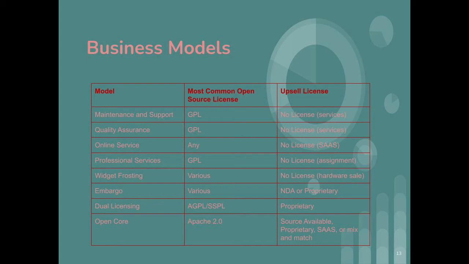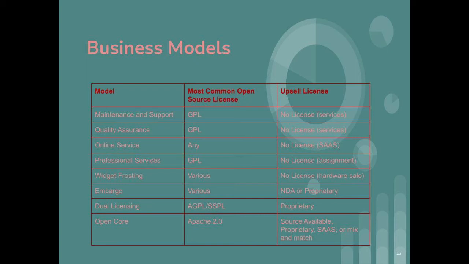access. Professional services, again, you've got the open source software, and usually in a professional services arrangement, the customer gets an assignment or ownership of the license rights to whatever is developed. There's widget frosting, and that's a situation where what the company is upselling is the actual hardware device, and there's no additional license beyond the open source software license. In the embargo model, there are two licenses, but they're time shifted. What's being upsold is early access under a proprietary license.